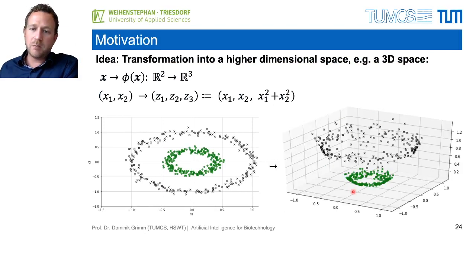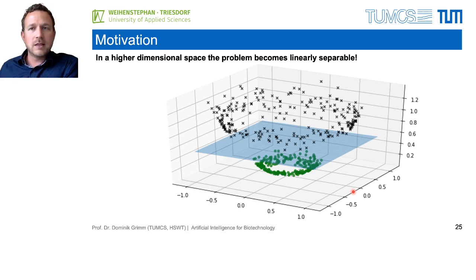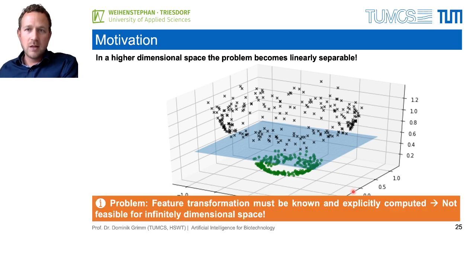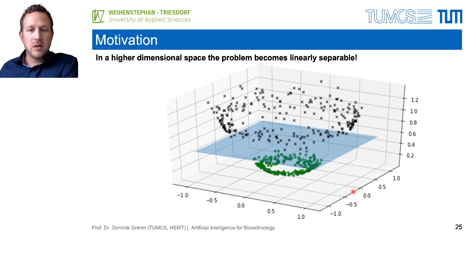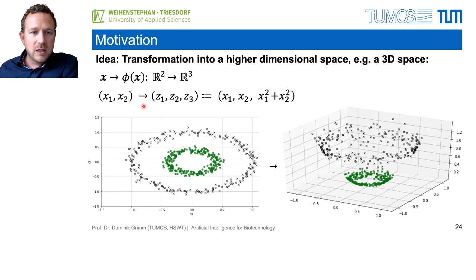We have this transformation that makes the data linearly separable, and this hyperplane then separates the data. However, there's also a problem associated with it. We have to know how we compute this feature transformation, and we have to explicitly compute it. So if we go back here, we see that we have two features. That's the data we are given. And now we have to find some transformation that transforms our data into a three-dimensional space, or a higher dimensional space, so that the data gets separated.